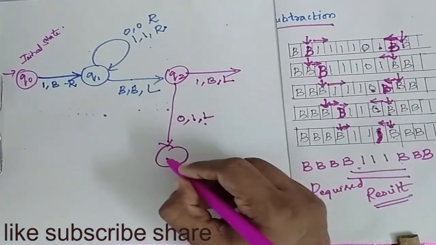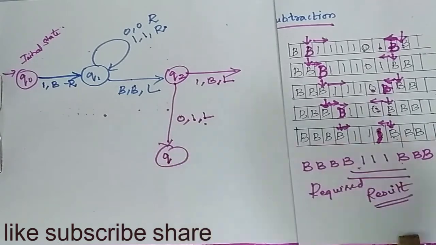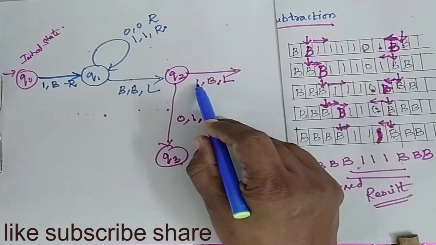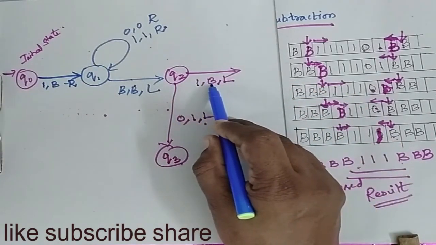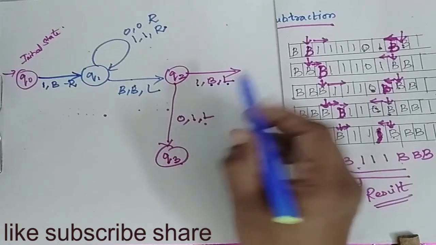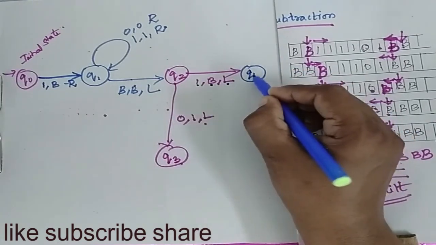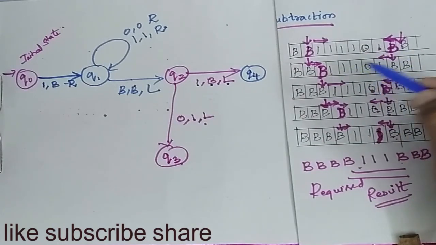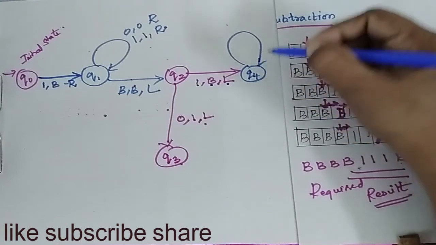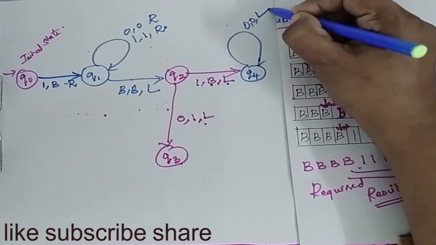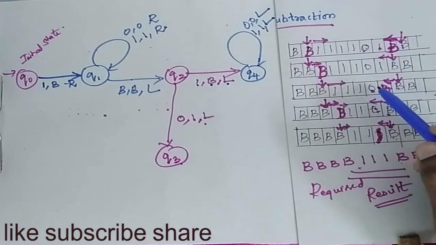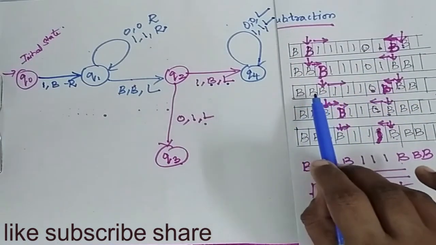Okay, so this is my another state. Now this is Q3. Next, when it comes across 1, it is replaced as blank and it moves left. So this is my Q4. While moving left, it may come across any number of 1s and 0s. It may come across any number of zeros, it will move left. It may come across any number of 1s, it will move left until it encounters a blank space.